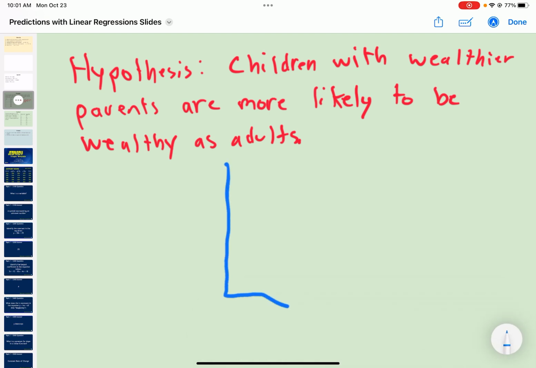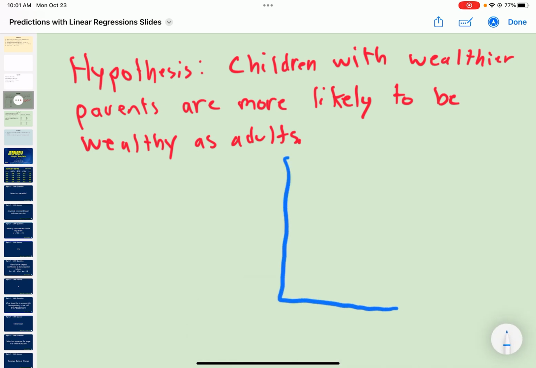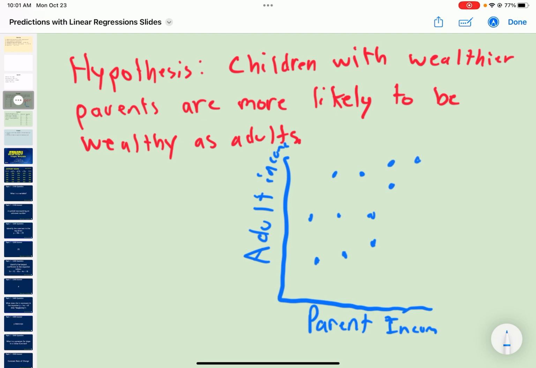And then I would put it into some software that runs regressions. And I'd have parent income on the x-axis. And I estimate that this will predict your adult income, or at least help predict it. And I plot the data, right? The data gets plotted all over the place.